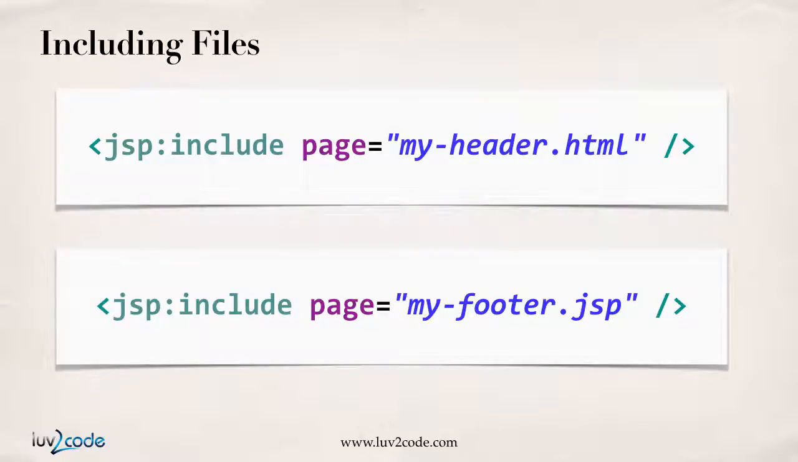When you include a file, you can include either HTML files or JSP files. It's totally up to you. At the top here, I do a JSP include with page equals myheader.html. A similar thing here at the bottom, I can do a JSP include with page equals myfooter.jsp. And that's it. Very simple, very straightforward.